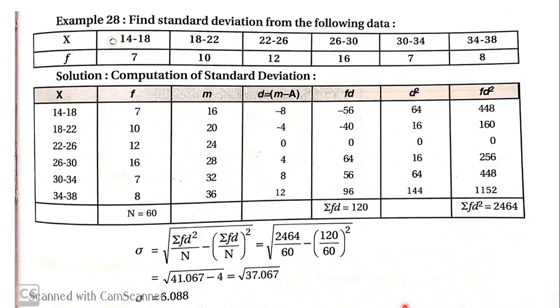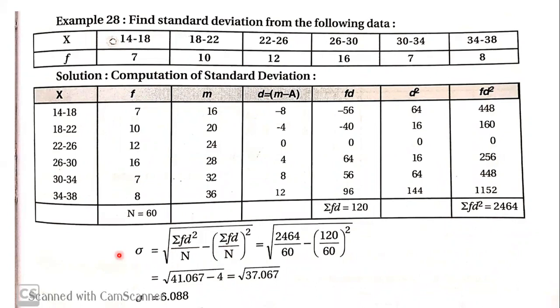So for any standard deviation sum, always first calculate the n, that is frequency, then calculate FD total, summation of FD, then summation of FD square. These three things are very, very important.